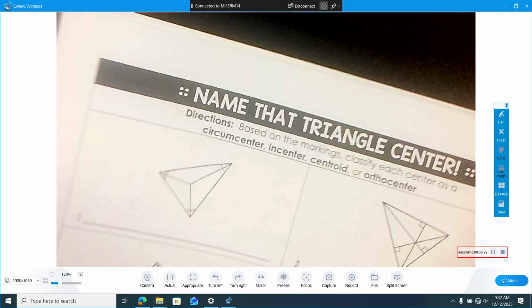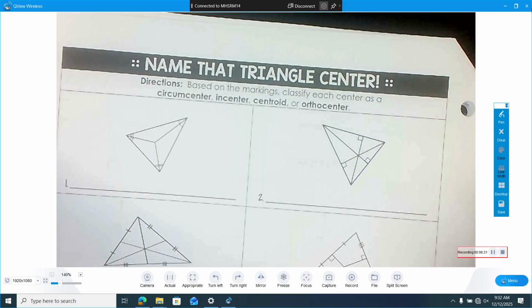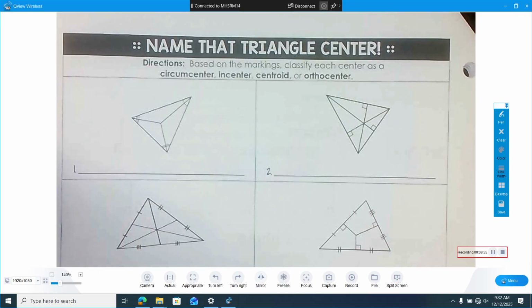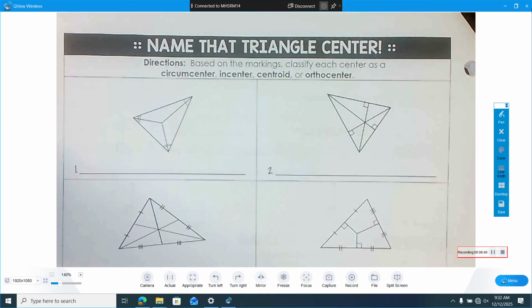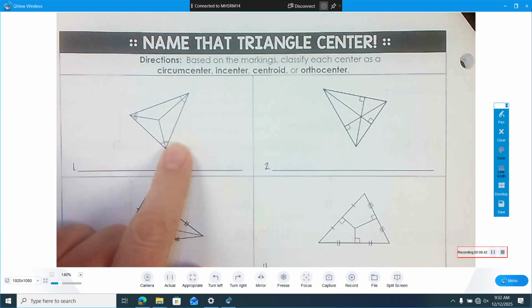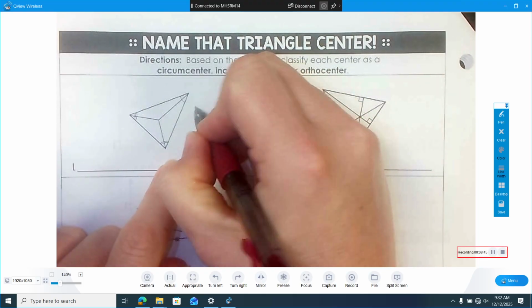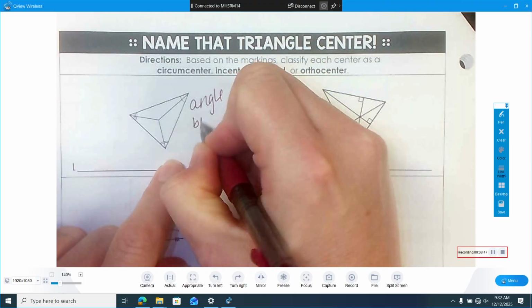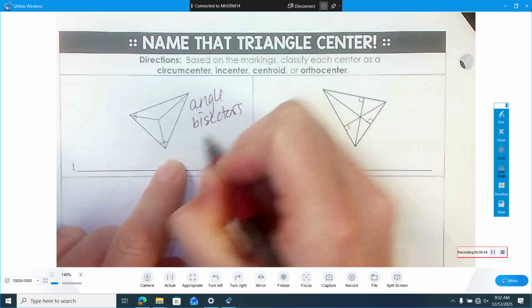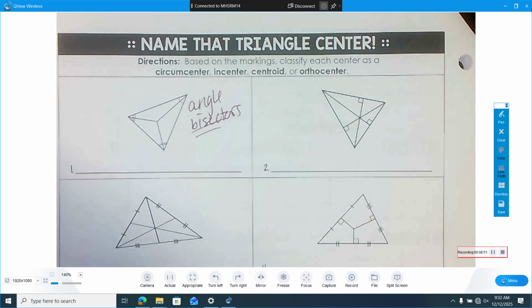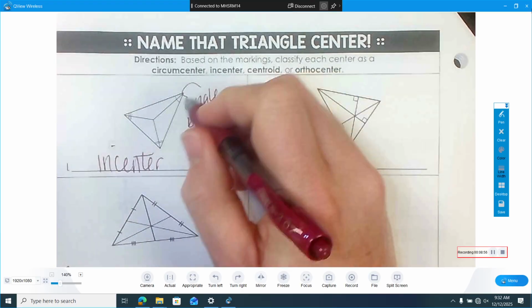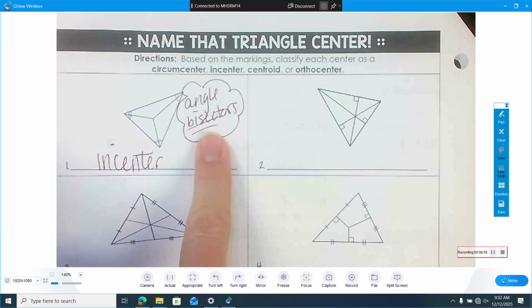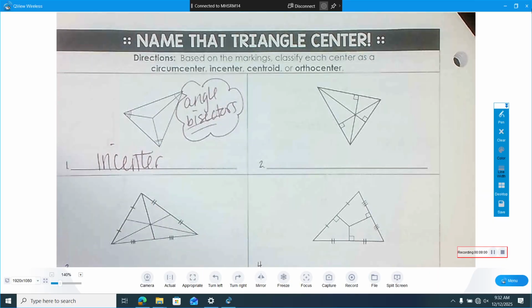We're going to do a quick review here. Name that triangle center based on the markings. Classify each center as circumcenter, incenter, centroid, or orthocenter. What is in the picture here? Angle bisectors. If we have 3 angle bisectors, that means it's incenter. Very good. Again, write down what we're looking at. We're looking at angle bisectors. That gives us an incenter.